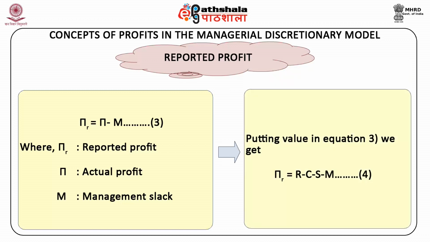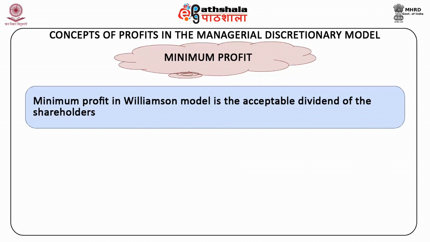Putting the value of pi in equation 3, we get pi r is equal to R minus C minus S minus M. This equation 4 states that reported profit is the revenue less the sum of cost of production, staff expenditure, and management slack. Minimum profit in Williamson's model is the acceptable dividend of the shareholders.